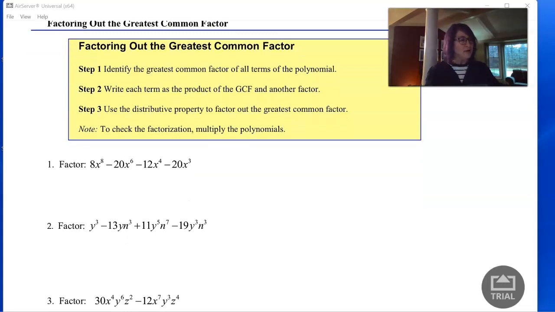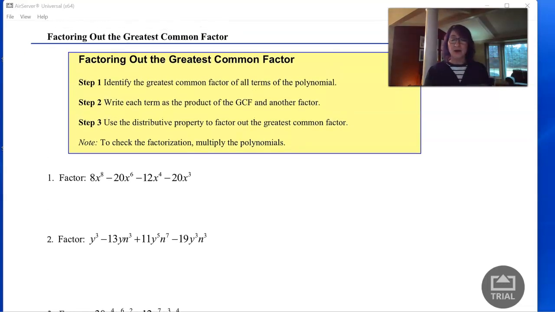So when we are factoring out a greatest common factor, first thing we're going to do, identify the greatest common factor of all the terms in that polynomial. Next, we're going to write each term as the product of the GCF and another factor. Then we'll use the distributive property to factor out that GCF. Okay, so first thing we want to do, identify that GCF.